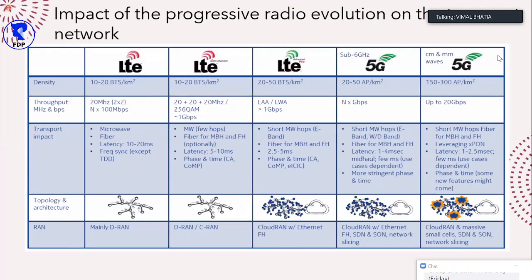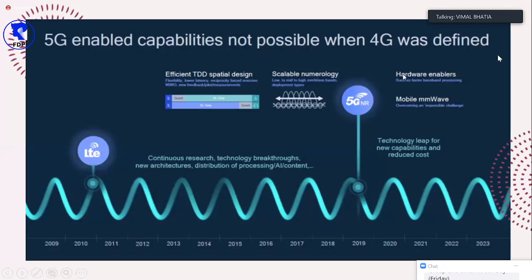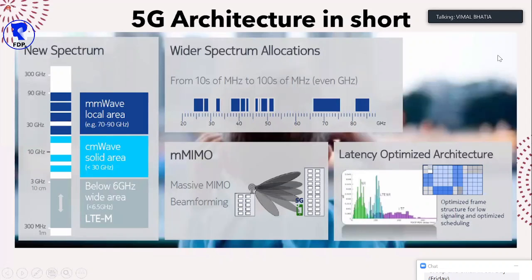And okay, this figure shows, but what will be of interest would be the last two. So sub 6 gigahertz, you see, and the centimeter millimeter wave. Actually, there are three different ways. Might have another slide. Yeah, this slide.